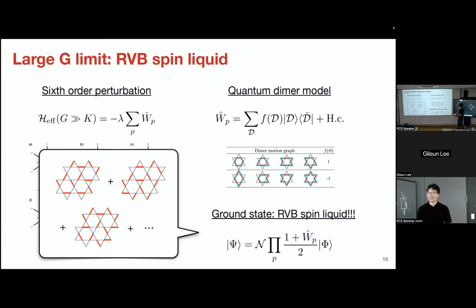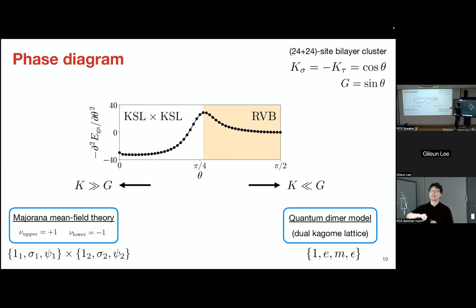Okay, so this is the one part, and the next part is, we come back to this phase diagram. I want to talk about the nature of this transition. So what drives this transition? Simply speaking, remember on this side we have a Kitaev spin liquid and a Kitaev spin liquid. They are weakly correlated, and on each layer we have a fermion excitation. Across this transition, they form something like a Cooper pair, and then they get condensed. So the condensation of the fermion pair gives rise to this RVB state.